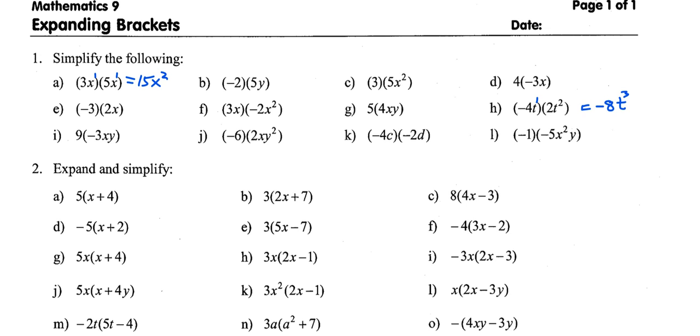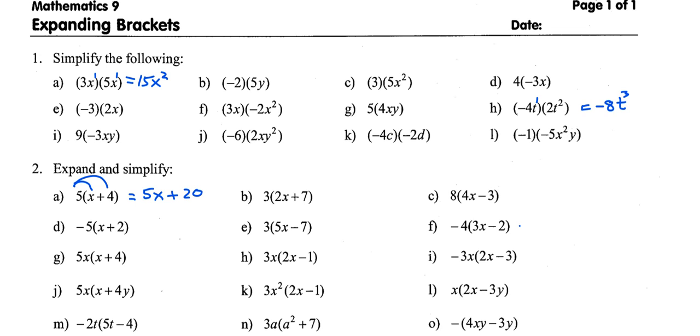Question 2a. Here's one where we have to expand or distribute this 5. Everything in the bracket is multiplied by 5. So it's 5 times x, and it's also 5 times positive 4. 5 times x is 5x, and 5 times positive 4 is positive 20. You'll notice there are no brackets in my answer because I have expanded it and lost the brackets. There's no more multiplication to do.